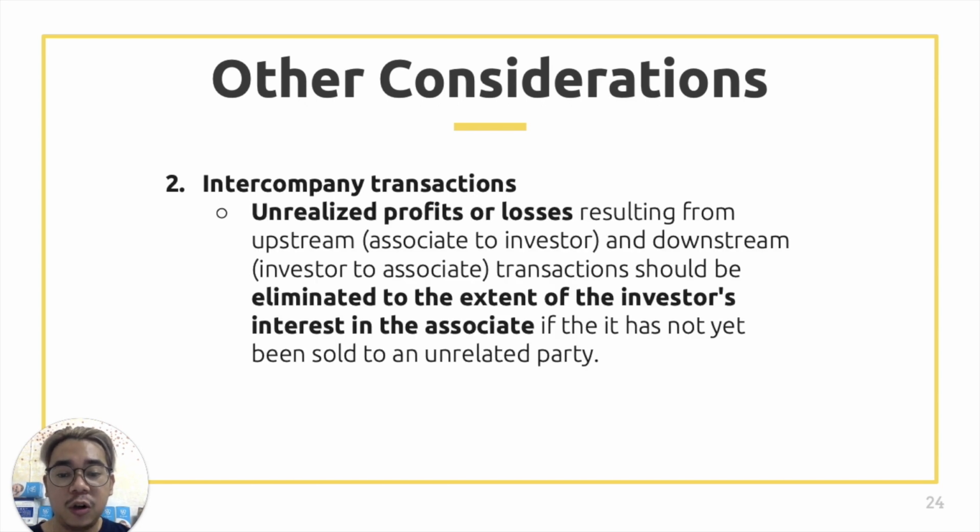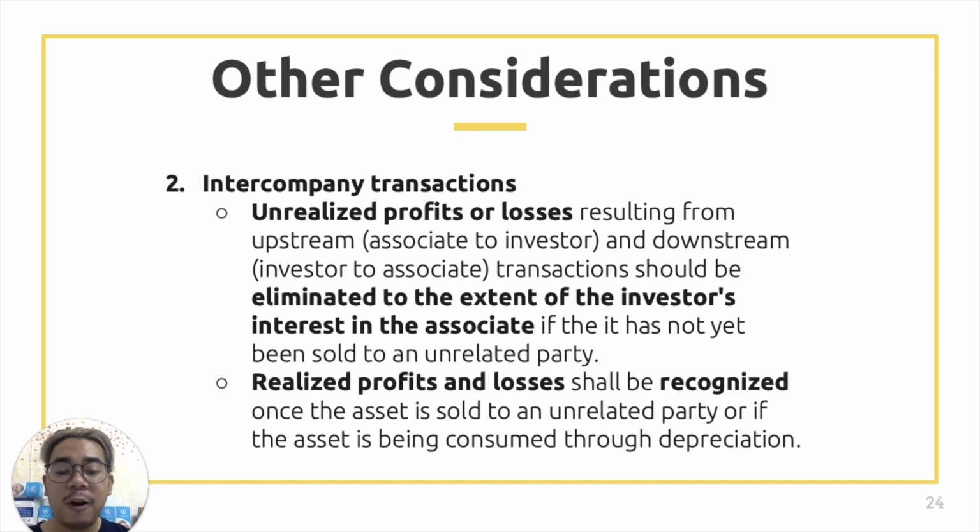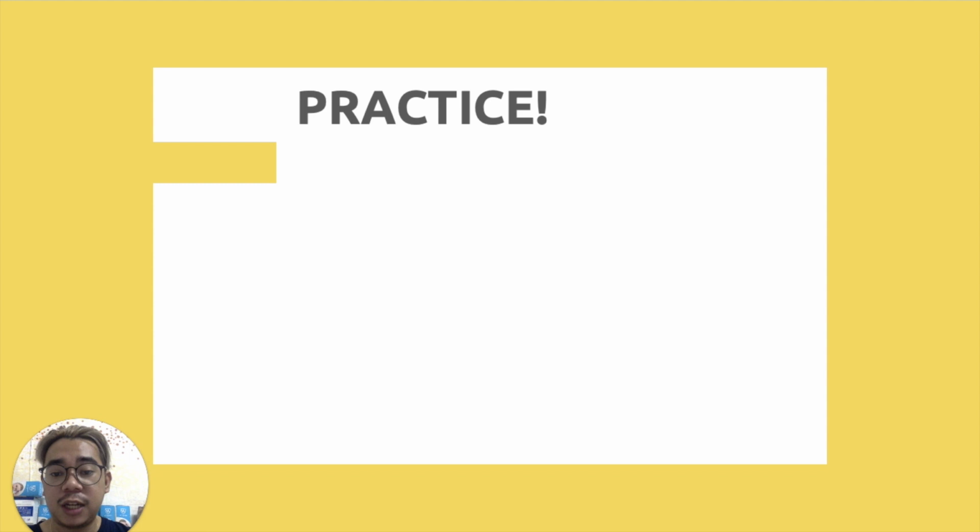Unrealized profits resulting from upstream, ibig sabihin from associate papunta sa investor, and downstream investor to associate transaction should be eliminated only to the extent of the investor's interest in the associate. Yung percentage mo lang. If it has not yet been sold to an unrelated party. So, binabawas natin yung mga unrealized profits or losses. And then we add the realized profits and losses once the asset is sold to an unrelated party or if the asset is being consumed through depreciation. Let's have an example for intercompany transaction.